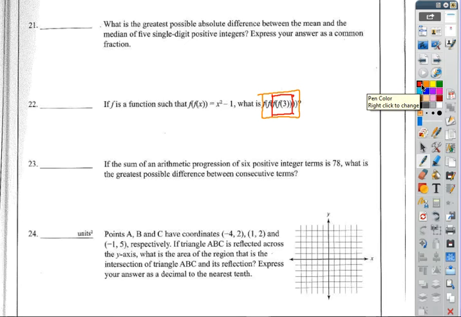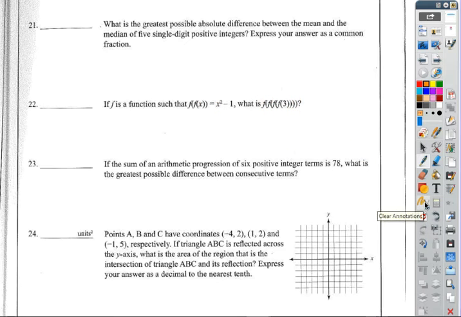So, the red one first. So now we know this is going to be 3. So we're going to plug in 3 here. 3 squared is going to be 9 minus 1, which is 8. So then that leaves us f of 8, which is the orange part. So we have x squared minus 1, and it's going to be 8. So we have 64 minus 1, which is 63. All right, not too bad at all.